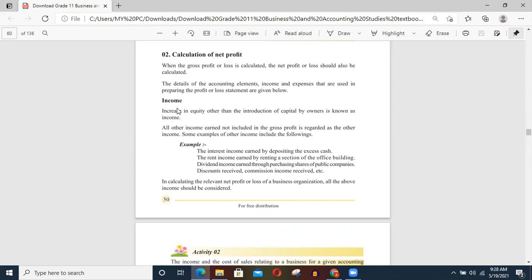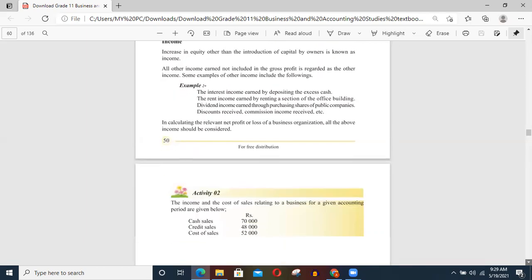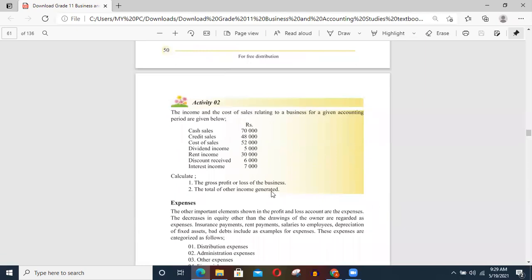So what is income? Whenever you receive money, that's called income, right? Apart from when you receive additional capital, all the other things that you receive are considered as income. So examples are interest income, rent income, dividend income, and discount received, all of which are income. Okay, so we know that. So what do we have to do? To gross profit, we have to add all these incomes. And also before moving to expenses, we have an activity which we can do together.